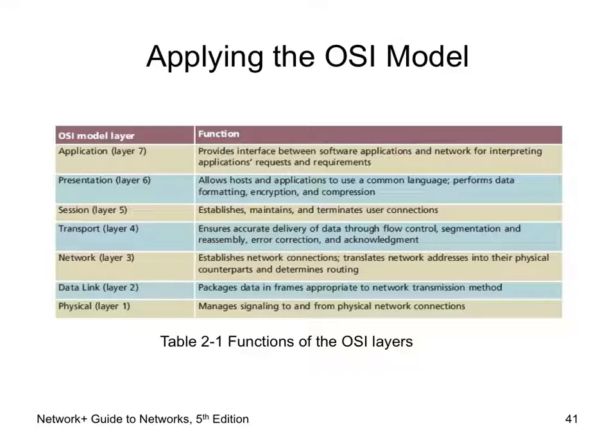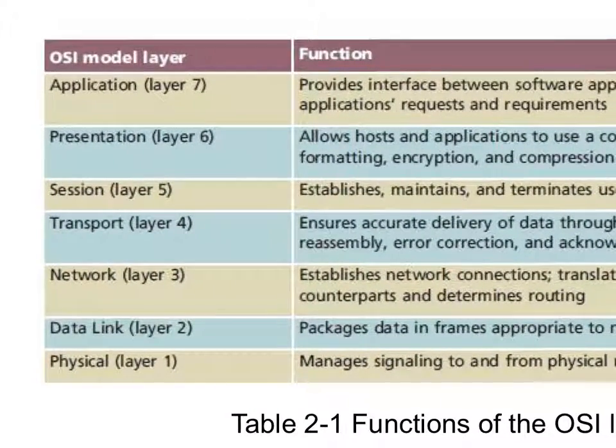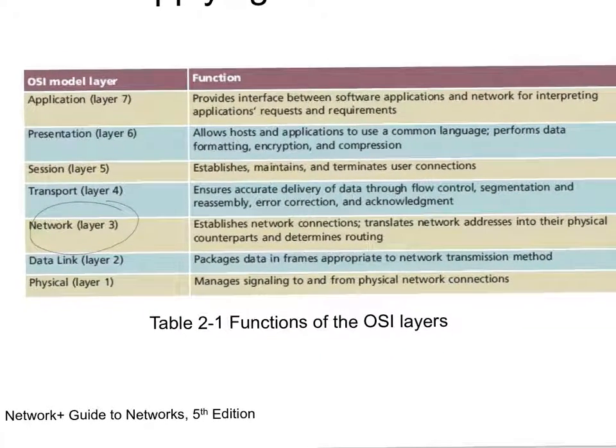So again, here are the OSI layers: application, presentation, session, transport, network, data link, and physical. You have some companies, by the way, that specialize in one of these OSI layers. Say a company might say, we specialize in layer 3 of the OSI, which is establishing network connections, translating network addresses into their physical counterparts, and determining routing.